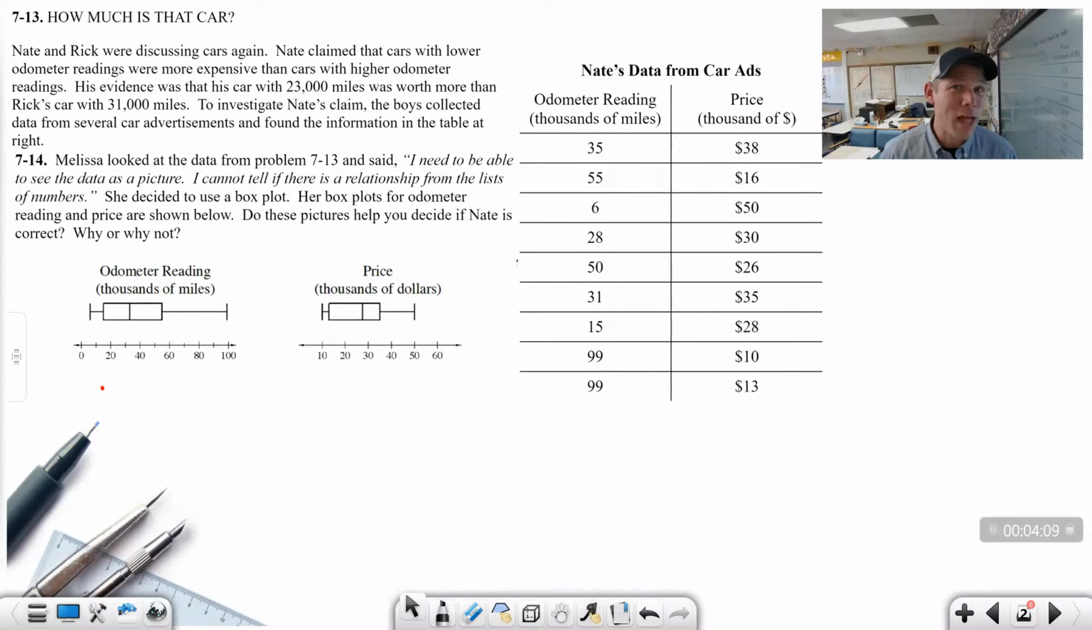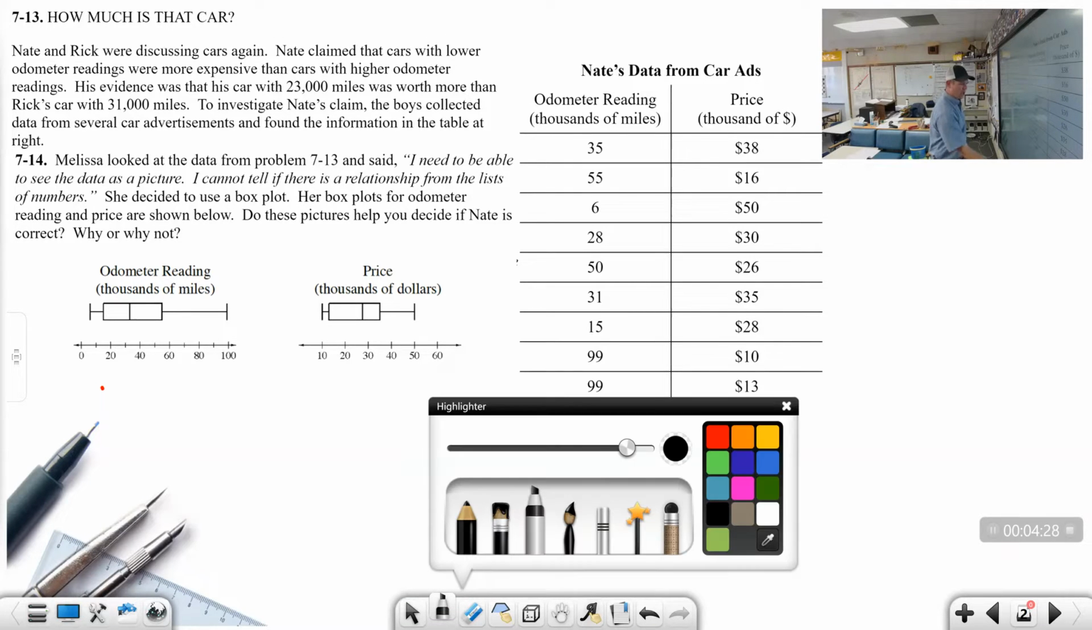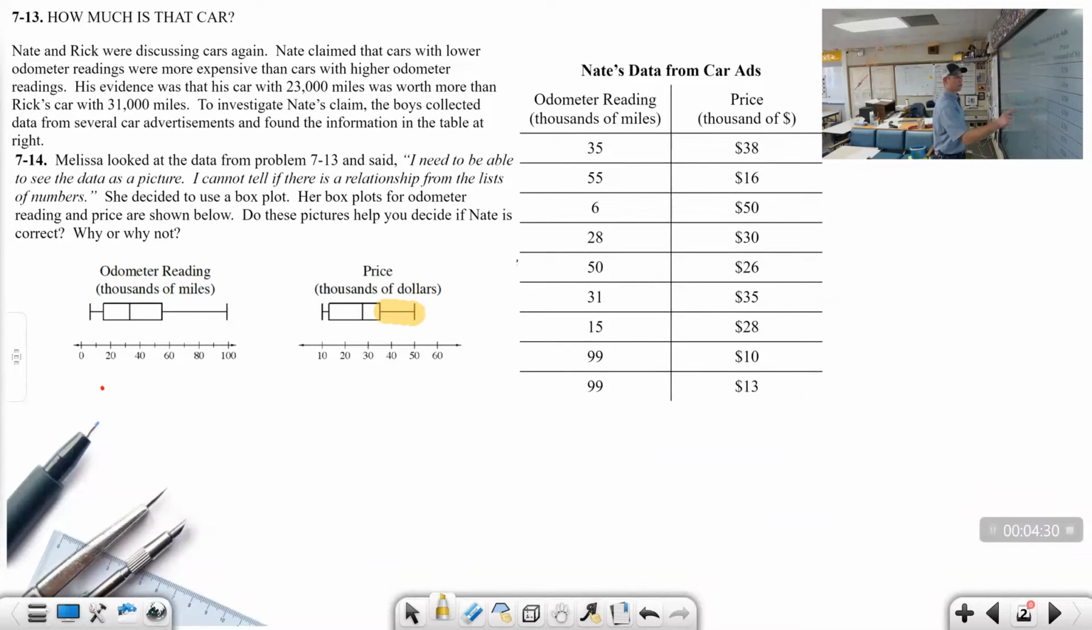Do you even read box plots? The answer is no. This doesn't help me. And it shouldn't help you. Odometer reading as a box plot, price reading as a box plot, all it's telling you is how spread out the information is. For example, if you look right here, this is really spread out information. This is information really close together. This is information really close together. This is information really spread out. Does that help us make a decision?